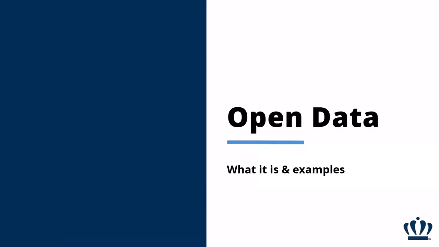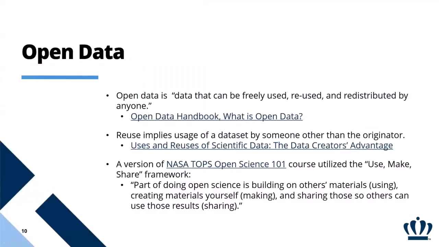Okay, so now we're going to look at what we mean by open data. So in its truest form, open data is data that can be freely used, reused, and redistributed by anyone. And that reuse generally implies usage of a data set by someone other than the originator. But you, of course, may come back and reuse your own research data. Open data enables people to use it, build on it, and then also share those resulting outputs.